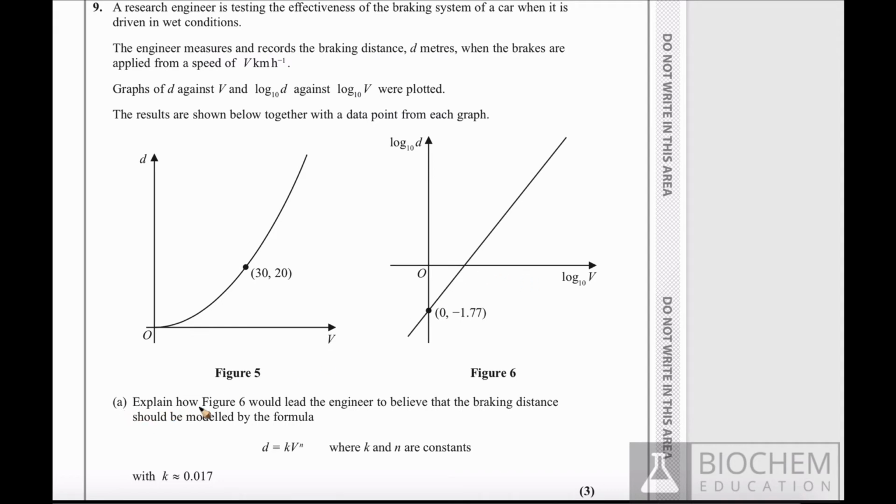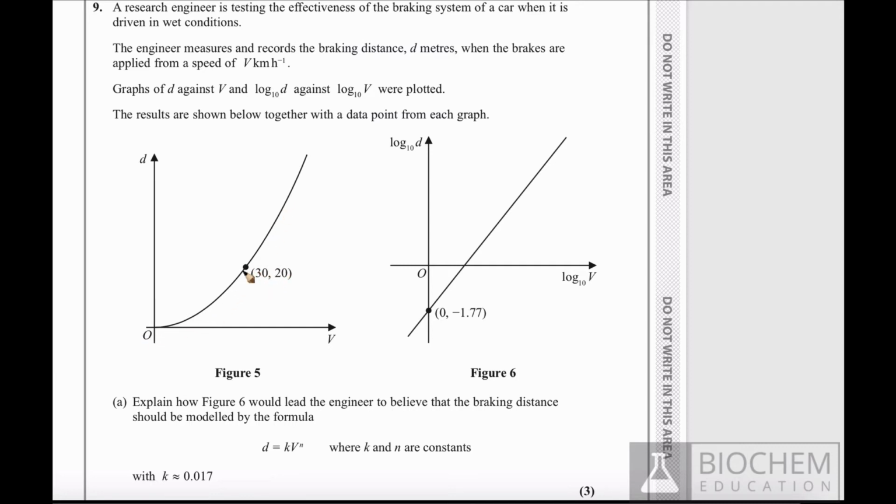Part A. Explain how figure 6 would lead the engineer to believe that the braking system should be modeled by the formula d equals k times v to the power of n, where k and n are constants, with k approximately equal to 0.017. Looking into figure 5, we can see that as the velocity of the car increases, the braking distance also increases and the curve is moving upwards.